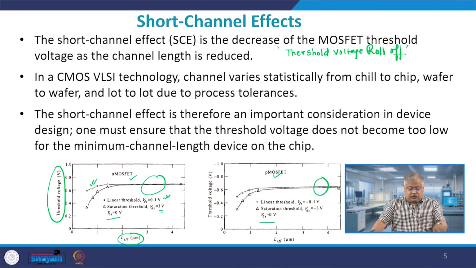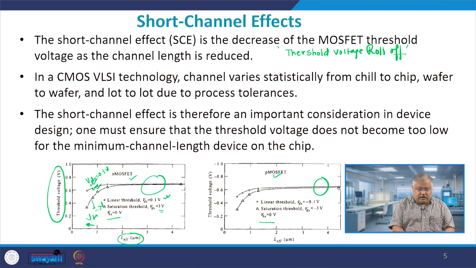The first graph which you see is when you keep your VDS equal to 0.1 volts, and this one is when you keep your VDS equal to 3 volts. Quite interestingly, when your channel lengths are very large, the threshold voltage is almost independent of the channel length. But near about 1 micron and below, you start to see a deviation from the fixed value of the threshold voltage, and the threshold voltage for an N channel MOSFET, for example, starts to reduce as you make your channel length smaller and smaller. Why, we will look into it later on, but that is what is happening.